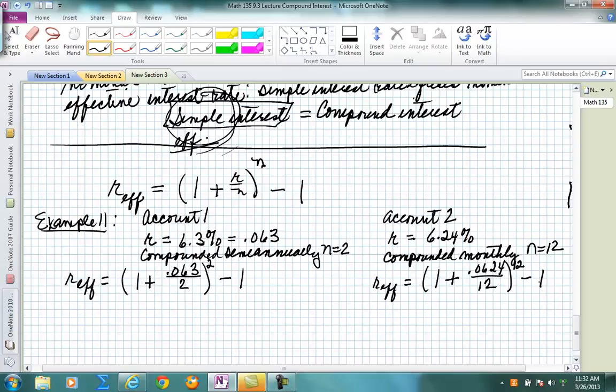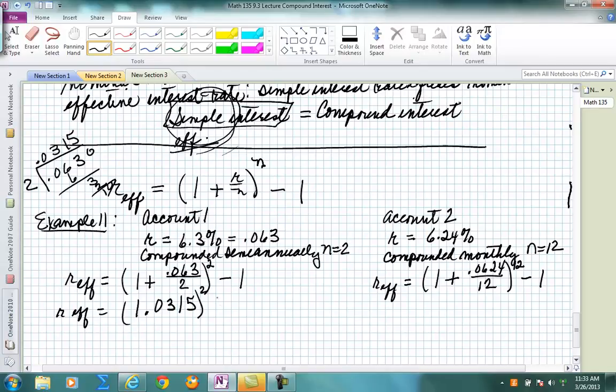I'm going to move my decimal right 2 places. And the effective interest rate is 6.399%. Over here for account 2, I'm going to take this number to the 12th power minus 1, and I get the result. So I move the decimal to the right 2 places. And now I have a simple interest rate to compare.